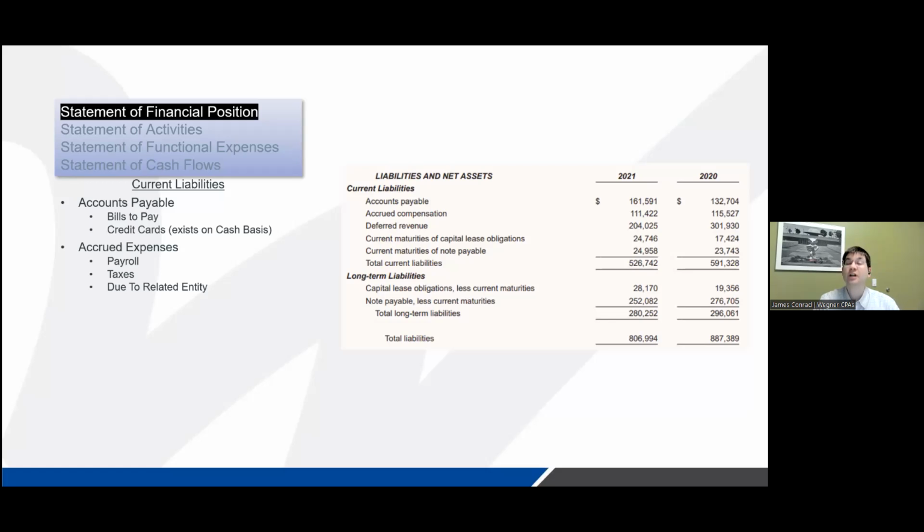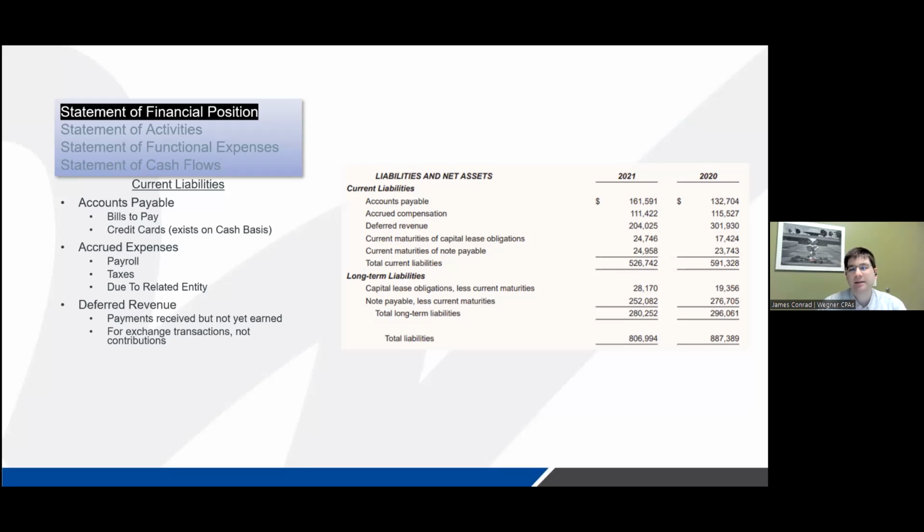We also have just accrued expenses. Payday hasn't hit yet, but employees have worked and you owe them the wages that they've earned. Same thing with payroll taxes, your FICA, your SUTA, not FUTA, it's SUTA, and unemployment. And then, as mentioned before, we had the due from related entity. This would be where the due to related entity would be if you owe the other company some funds.